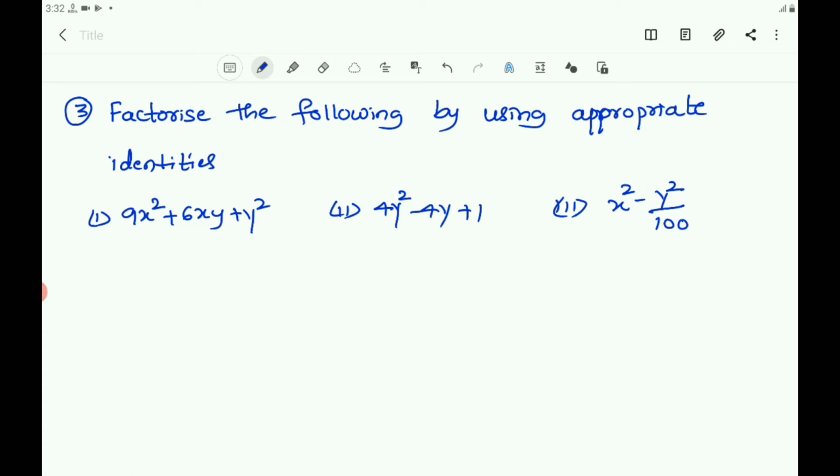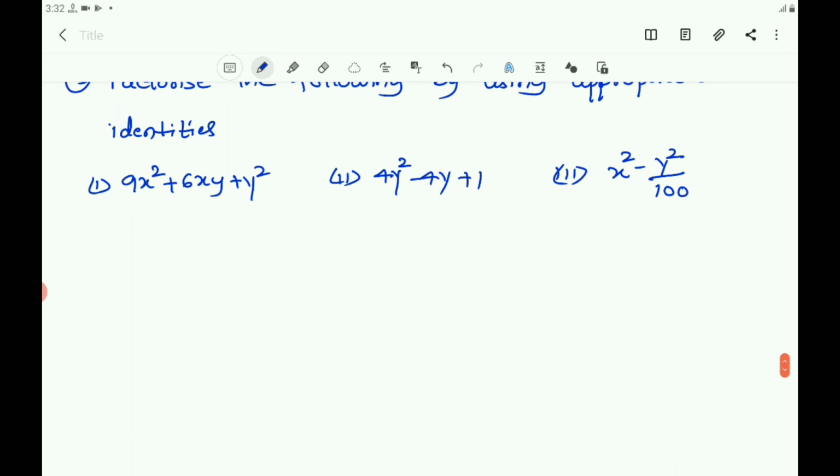Now come to the third question. Factorize the following by using appropriate identities. First one is 9x square plus 6xy plus y square. Second, 4y square minus 4y plus 1. Third one, x square minus y square by 100.